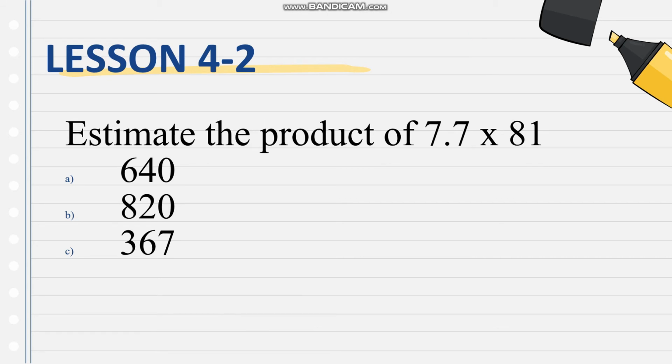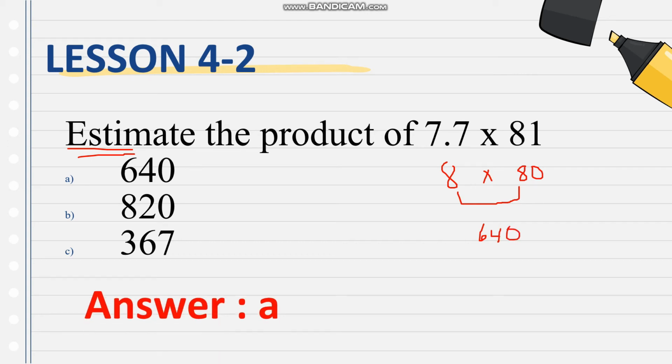Next, 7.7 multiplied by 81. So we're going to estimate. To estimate, we need to estimate this to the nearest whole number. 7.7 is nearest to 8. Then, if I'm going to round this one, it becomes 80. Okay? So, 8 multiplied by 80, 8 multiplied by 8 is 64. Then you have 1 0. So, the estimated product is 640, which is letter A.